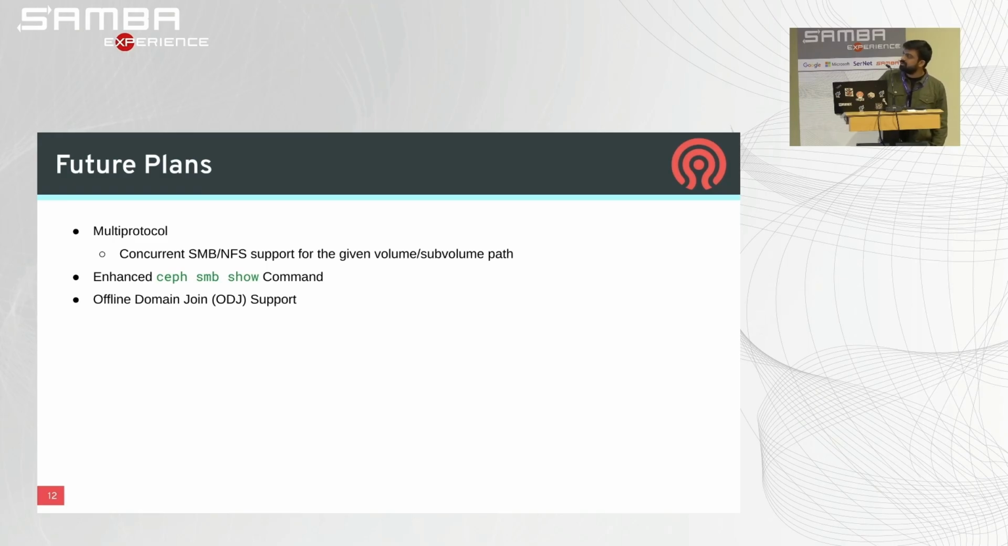And we have some improvements, I think, from John Mulligan already, to have an enhanced Ceph SMB show command, where you could mention more refined arguments and fetch resource-level detail for that command. And of course, there is the offline domain join coming in. I think there is already a PR open on at least the Samba CC, the Kubernetes project. So I think that will be the next thing coming in Ceph as well for Ceph SMB.